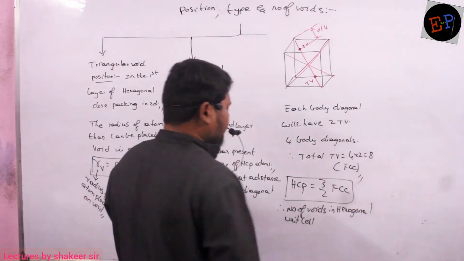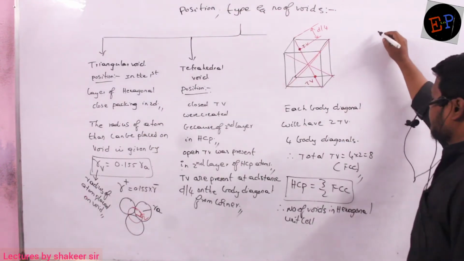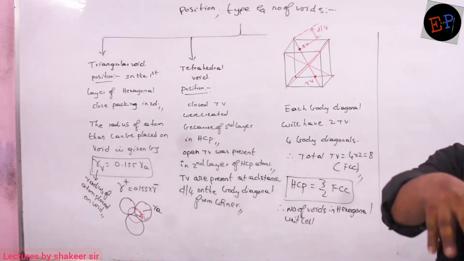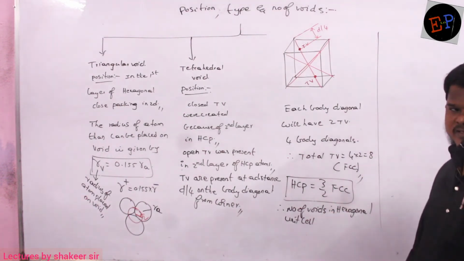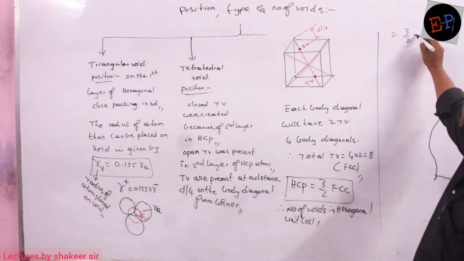And you should remember when this hexagonal unit cell was formed. When open tetrahedral void was closed, then you got this hexagonal unit cell. So number of voids in hexagonal unit cell is how much? 3 by 2 times of FCC.